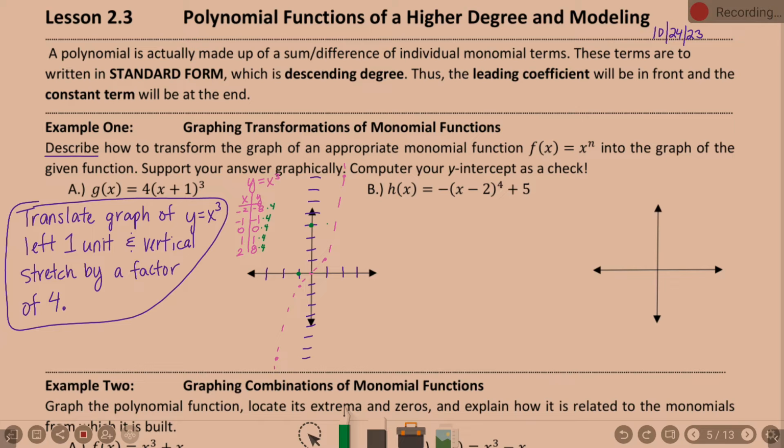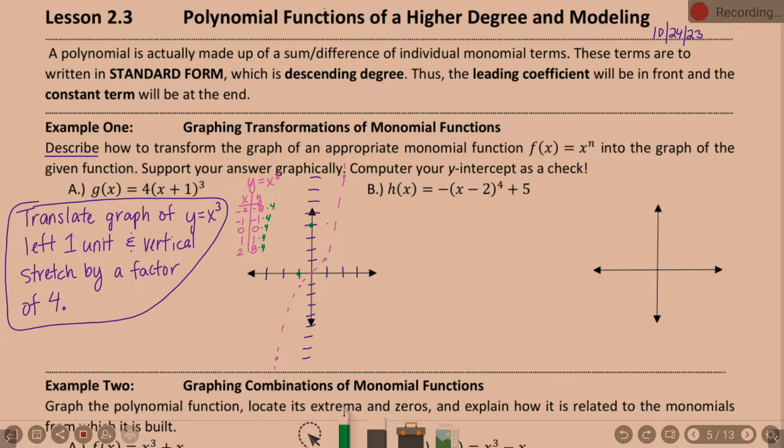2, 8 becomes 2, 32. I'm not going to graph that. I mean, you can, but I'm not set up to graph 32, am I? I mean, it's going to be way up here. I don't know, up there somewhere. Who knows? Okay, -1, -1.